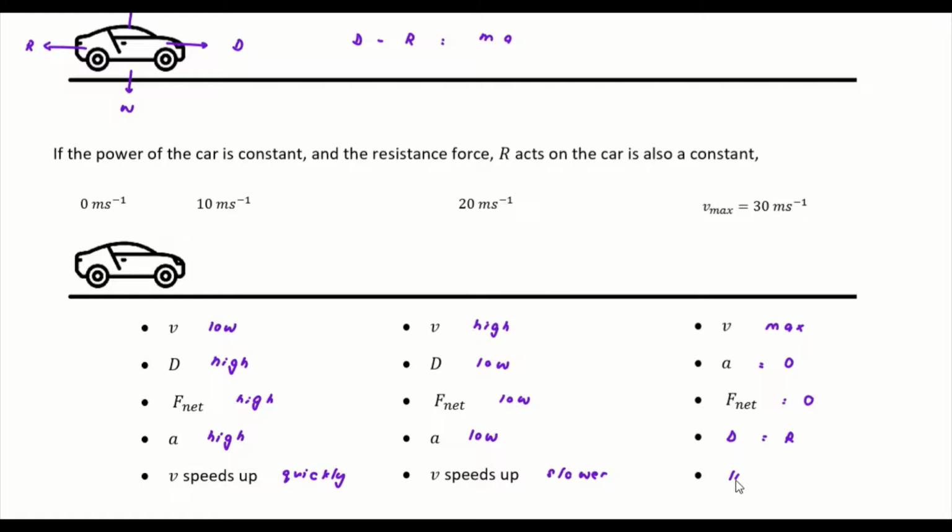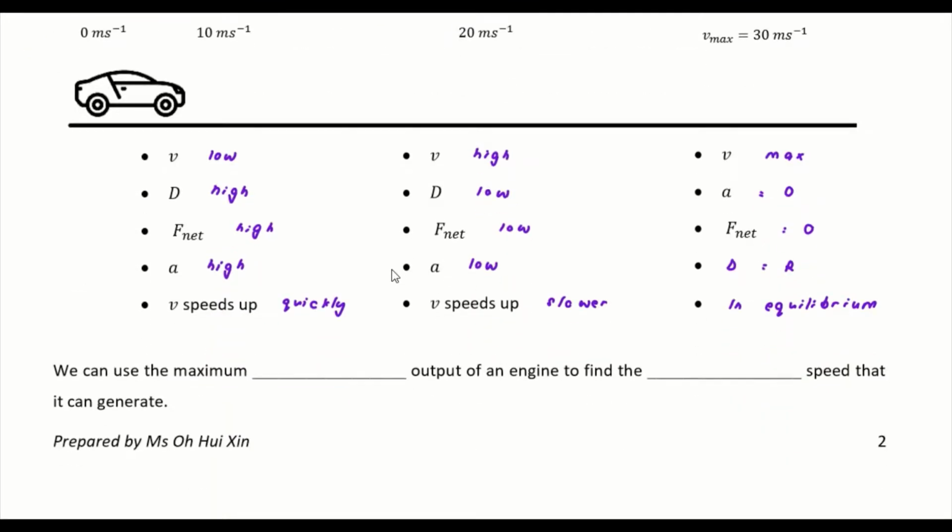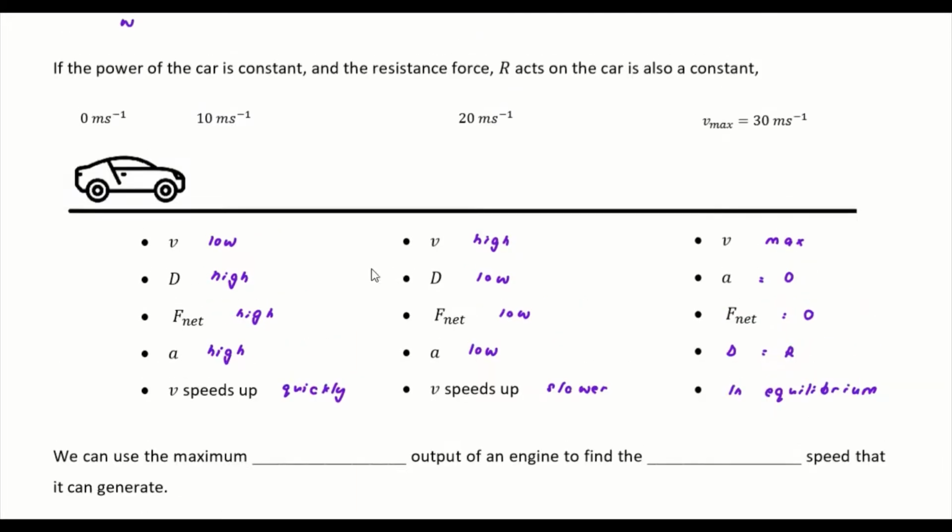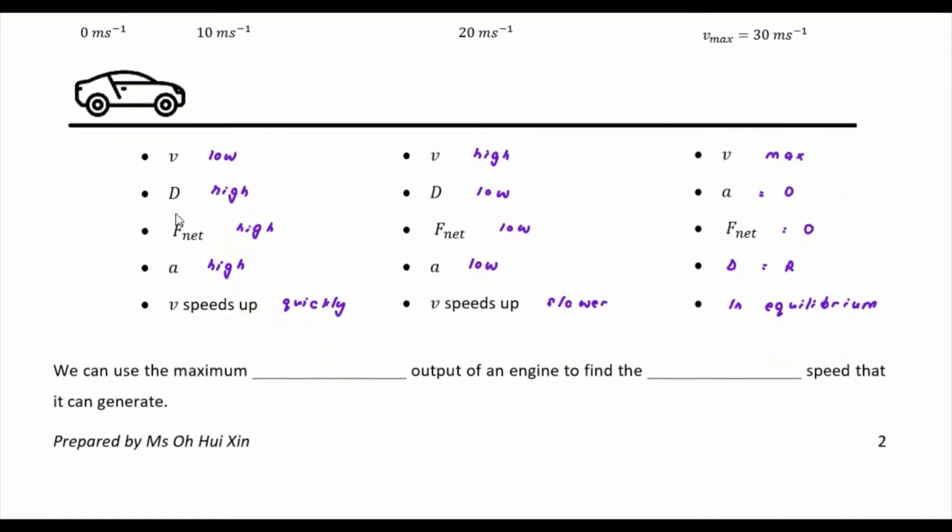So that's why this car is in equilibrium, and that's why your car is moving with a constant speed, that your a is actually zero, and that's the part for maximum velocity. Okay, so I hope that you can see the whole relation of how the car works. So please remember that in this situation, we are looking at a constant power of the car.